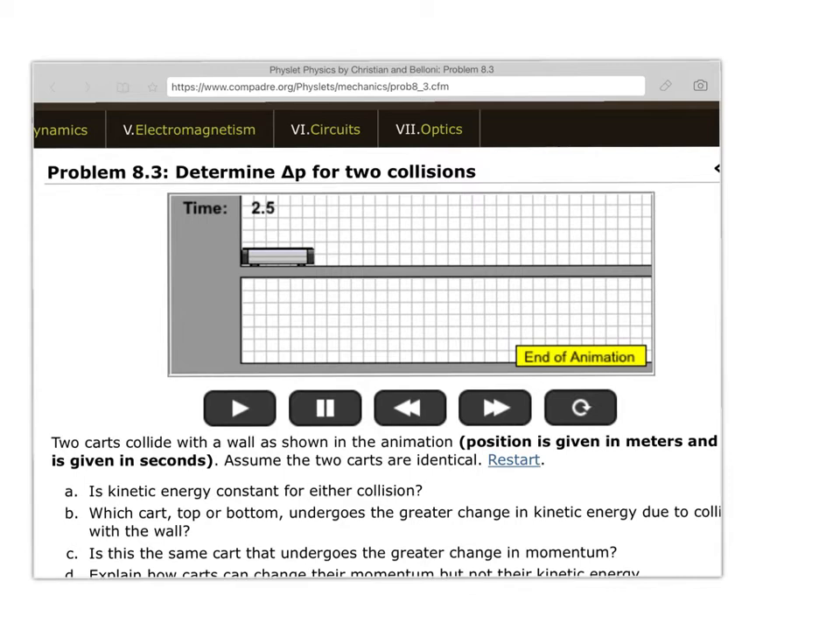And the upper cart, the momentum ends at 0, right? So it has a negative momentum going in. They both have negative momentums going in because this direction is negative. And they both have the same momentum going in. But this, P final, is 0. And for the bottom one, P final, you have to get the velocity.